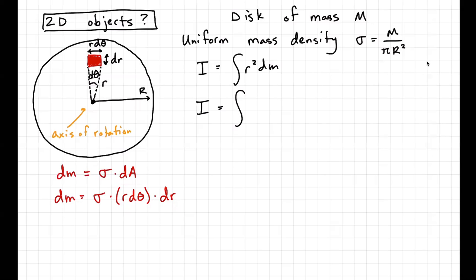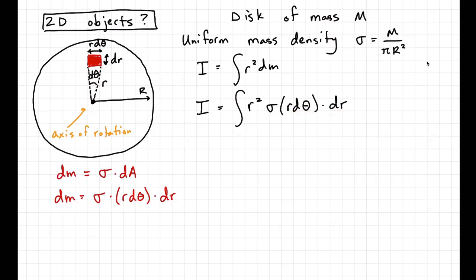As it turns out in this case, the r squared in here is really just r squared, because my dm is just a distance r away from the axis of rotation. That's kind of nice. So I've got r squared, and then I plug in my dm, sigma r d theta times dr. And now I have two variables that I'm integrating over. I'm integrating over both theta and r.